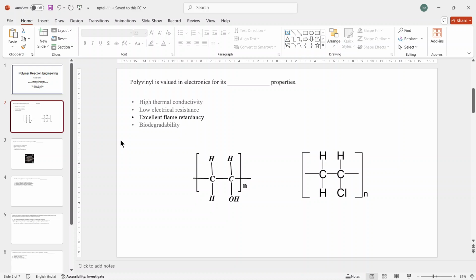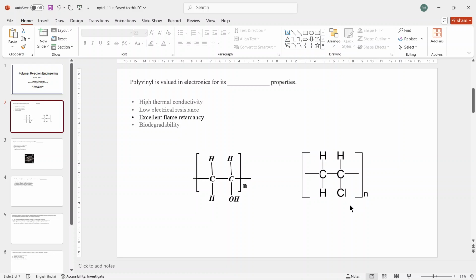polyvinyl is valued in electronics for which property? We have been given four options: high thermal conductivity, low electrical resistance, excellent flame retardancy, and biodegradability. Polyvinyl molecule examples are shown in these illustrations. The general molecular structure for polyvinyl is two carbon atoms with all hydrogen atoms, and one of them being replaced by either an OH or a chloride. When the OH is present, it becomes polyvinyl alcohol, and when you have the chloride, it is polyvinyl chloride.